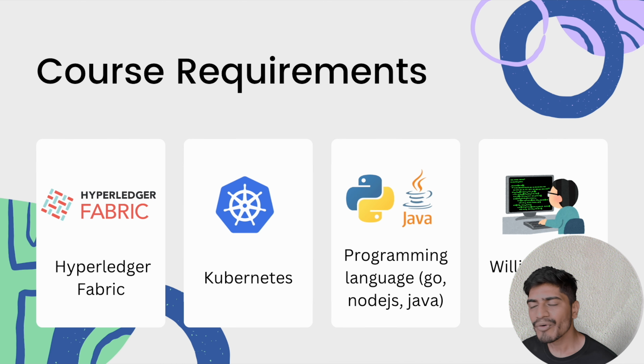Now, there are certain requirements for the course. You should have basic knowledge of Hyperledger Fabric. Then you should have basic knowledge of Kubernetes. Knowledge of any programming language is fine here, and some willingness to learn, because this is going to be a slightly intermediate to advanced level course. So you should have some willingness and calmness to move through this course.